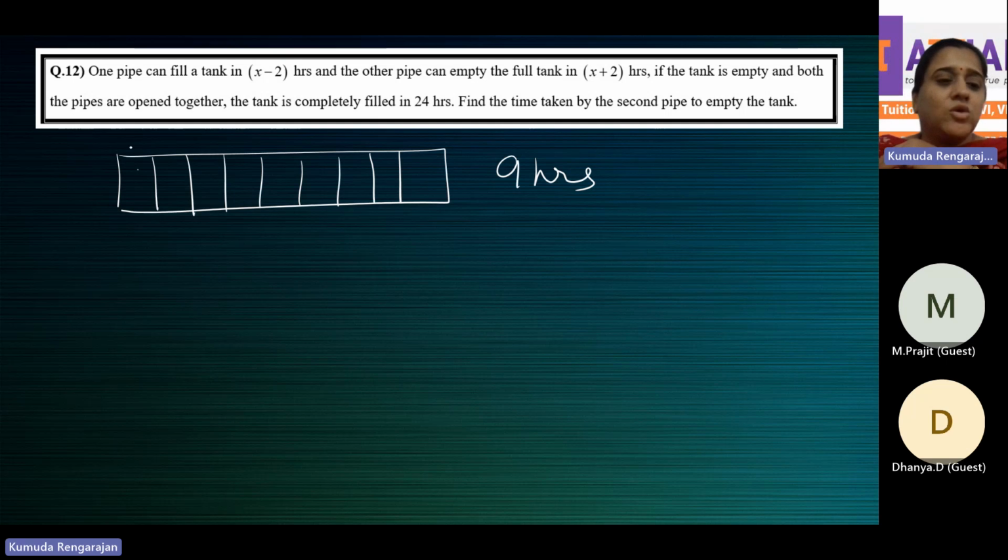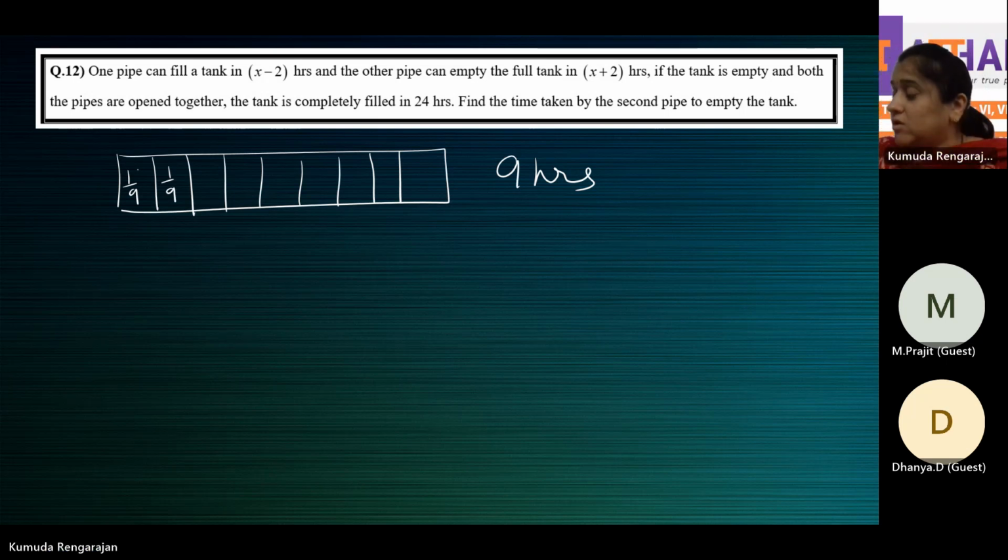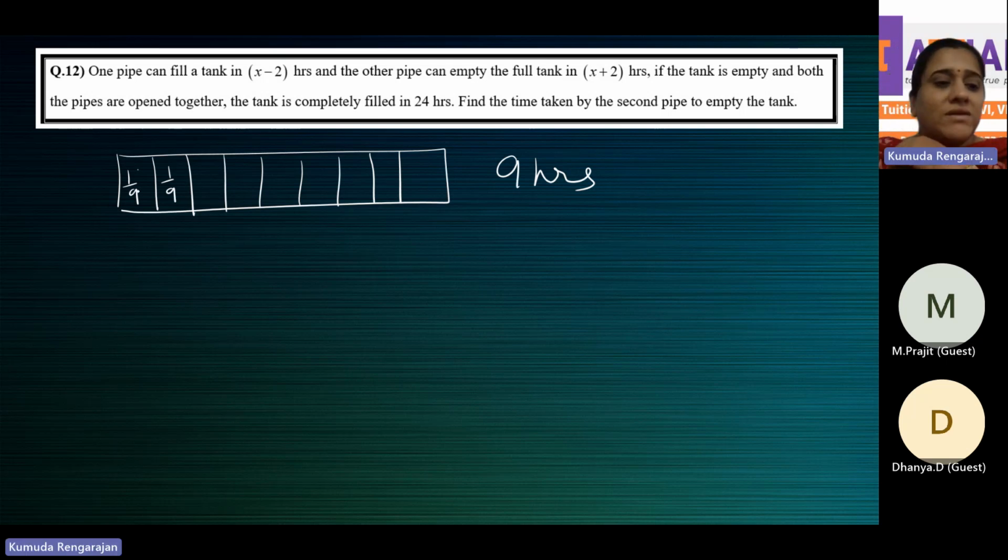The first hour, you'll finish 1/9 of the work. Second hour, another 1/9 of the work. 1/9 of the work, that's a fraction of the work. 1/9 is 1/9 of the total work. Third hour, 1/9. Fourth hour, 1/9. Fifth hour, 1/9, like that.